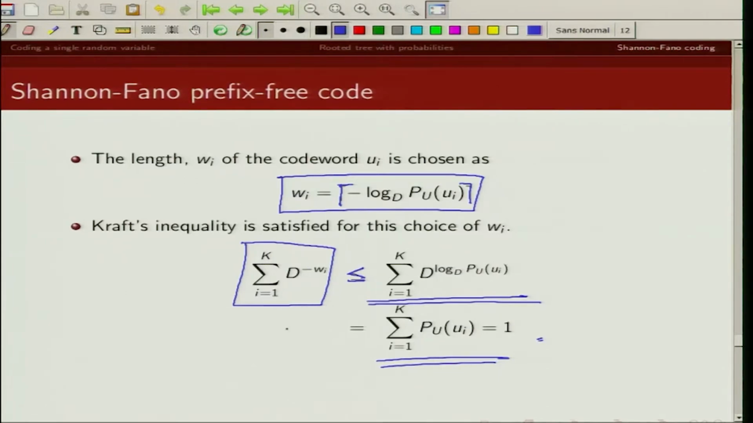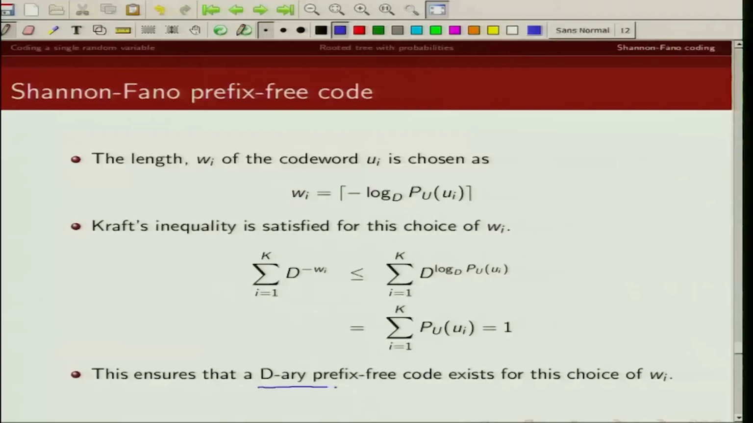So what we have shown is, if we choose our code word length in this particular fashion, then Kraft's inequality will be satisfied. Hence this will be a prefix free code. So this ensures that the Shannon-Fano code is a prefix free code for the choice of wi that we have chosen.